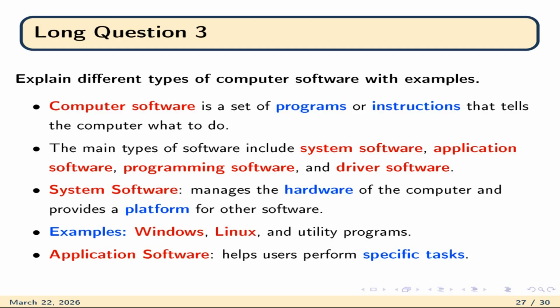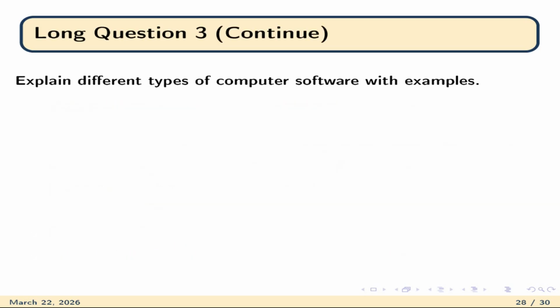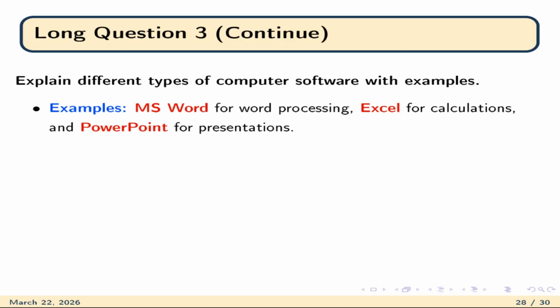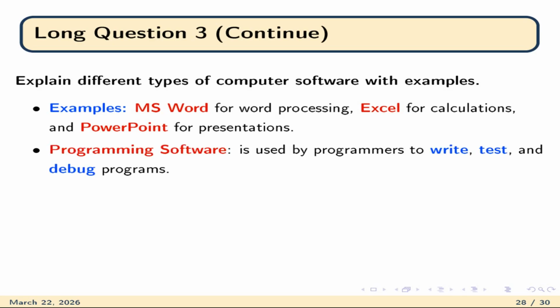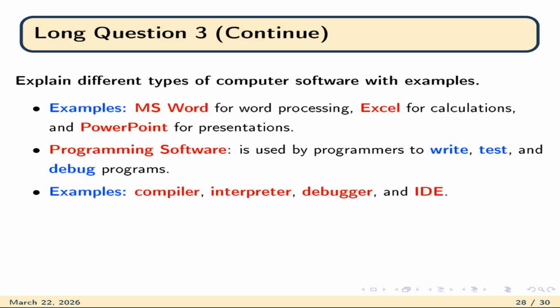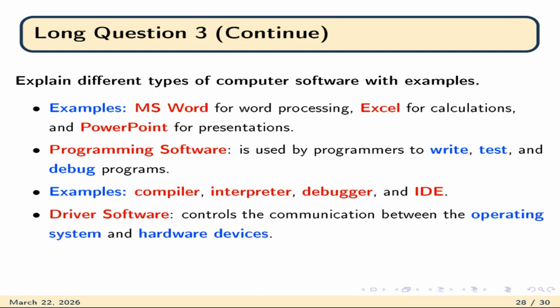Application software helps users perform specific tasks. Example: MS Word for word processing, Excel for calculation, and PowerPoint for presentations. Programming software is used to write, test, and debug programs. Examples: compiler, interpreter, debugger, and IDE.